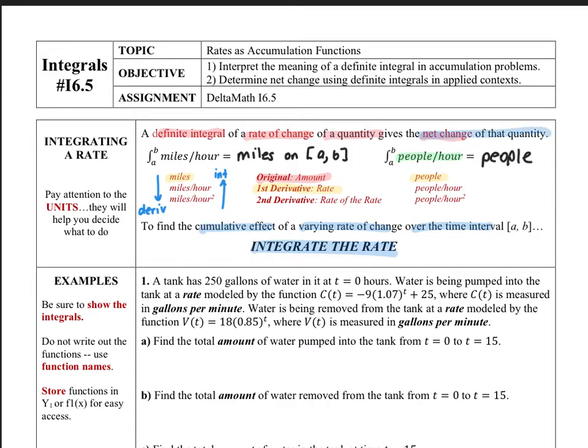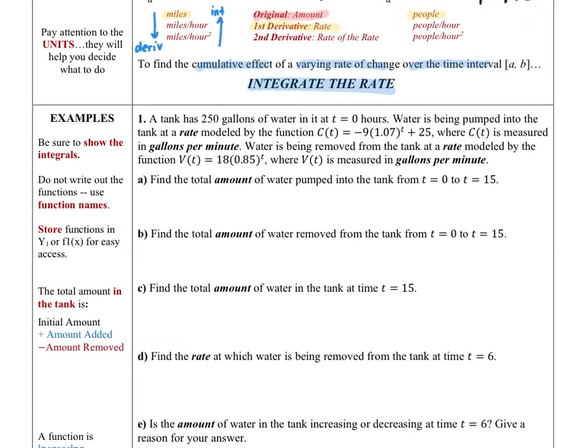So if you're given miles per hour and you're asked how many miles, you just integrate that rate. If you're given people per hour and you're asked how many people, then you're just going to integrate that rate to get back to that unit. So pay attention to the units in this. Sometimes they will help you decide what to do and how to handle the problem. Let's take a look at a few examples.